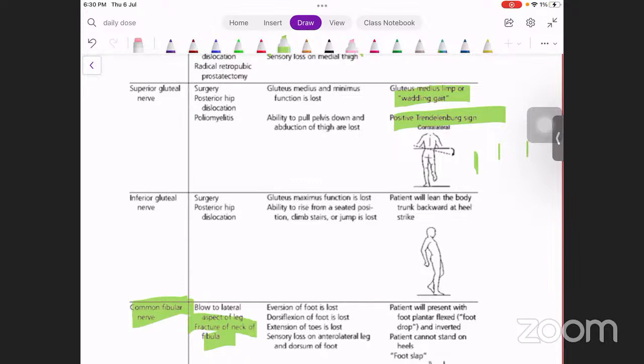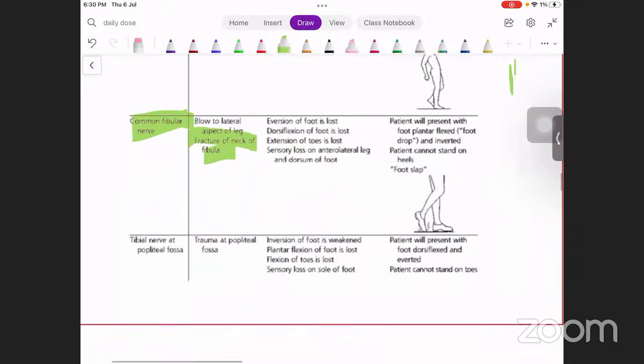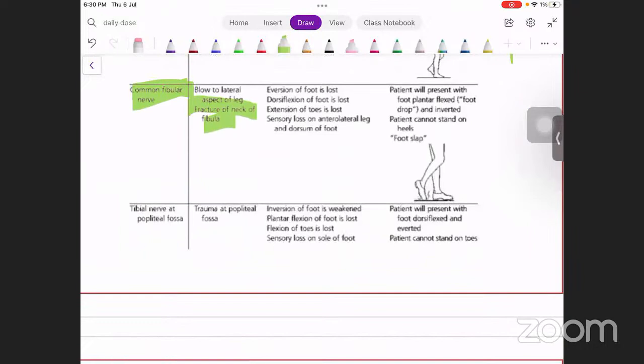Fracture of the neck of the fibula will cause common peroneal nerve injury or common fibular nerve injury, where you expect to see the foot drop or foot slap. You may see it in the common peroneal nerve injury.